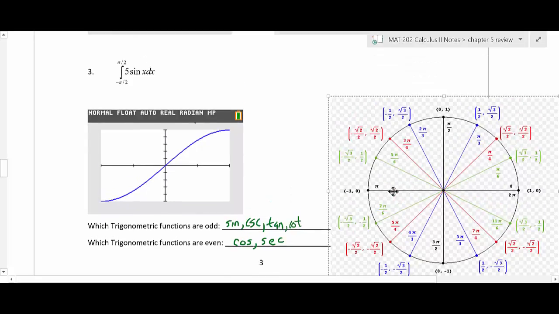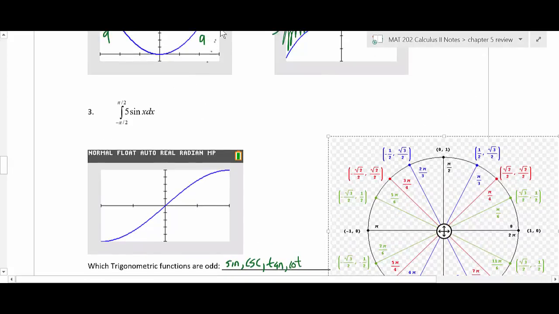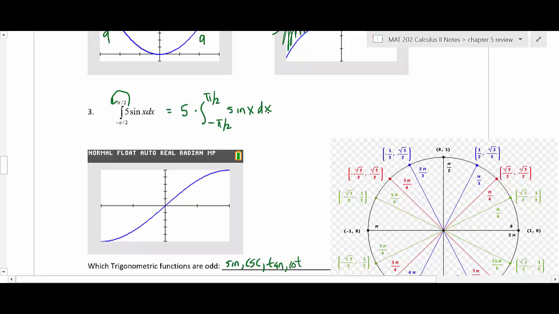Okay, so in this particular problem here, when I do this integral, there's a couple things you can do. You don't necessarily have to do this. I'm going to pull the 5 out, so I have 5 times the integral from negative pi over 2 to pi over 2 of sine of x. So what you're trying to learn is to look for shortcuts. Now the key thing to me is the limits of integration are opposite. So that kind of clues you that maybe something's going on in this problem.